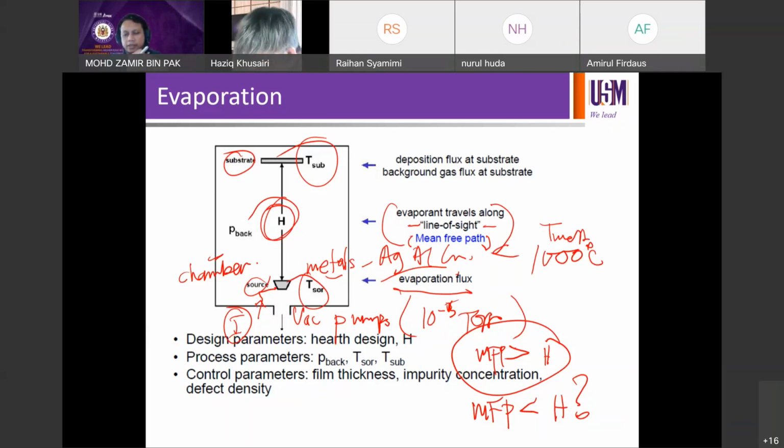Okay, other answers? What if your MFP, mean free path, is less than H? The particles can travel through a distance less than the separation distance. What will happen to the deposition? Hadi?